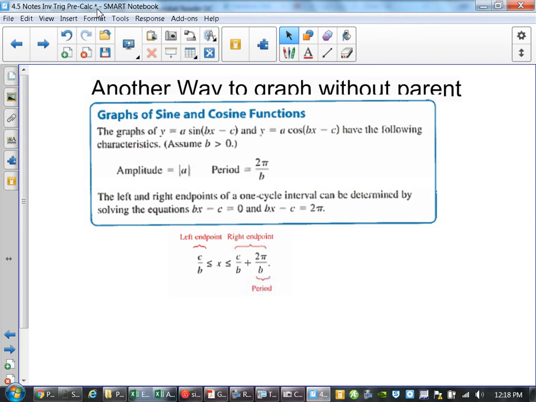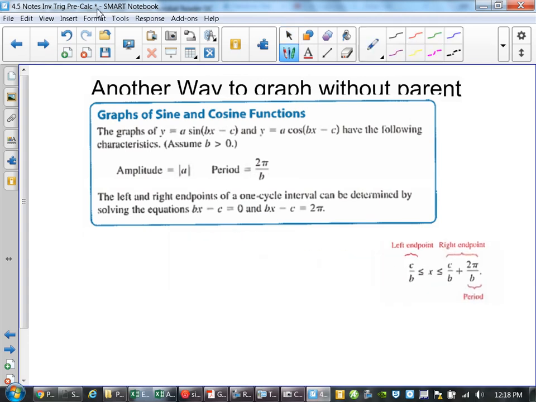So that's where they're getting another way of writing this out. What they're using is a more simplified, it says it's simplified, but it's going to look weird at first, but you do it a couple times and you're saving yourself that whole parent function graph. It forces it right to your new period, all that stuff right away. So you have a sine bx minus c, and it's the same thing for cosine.